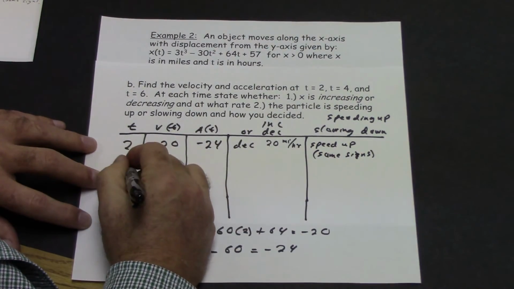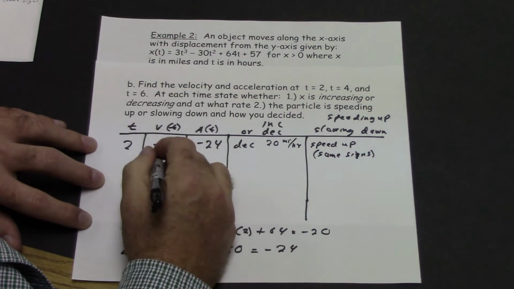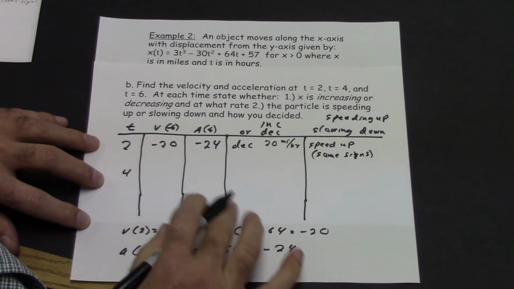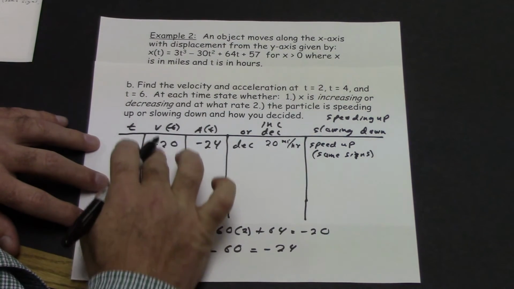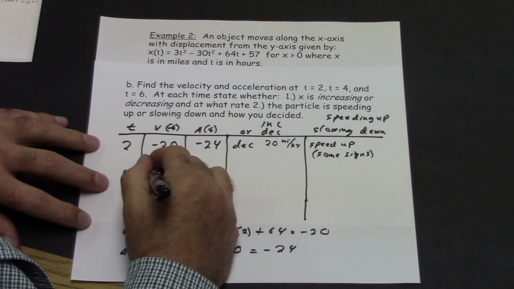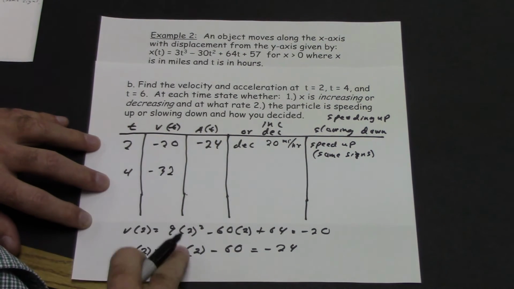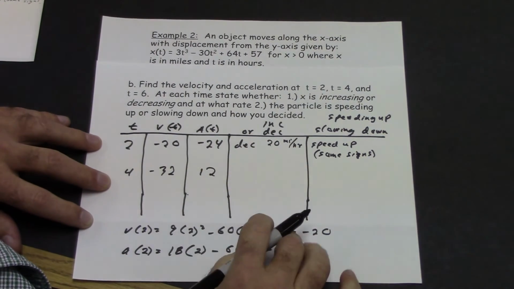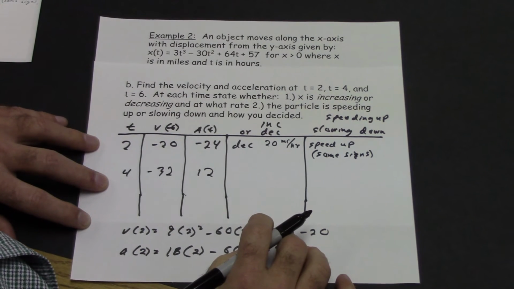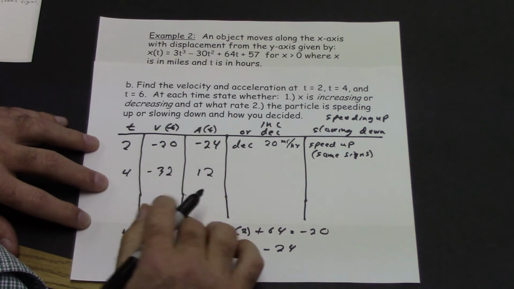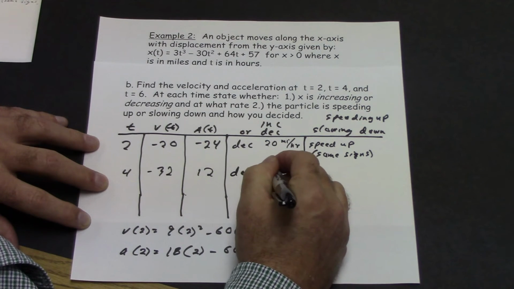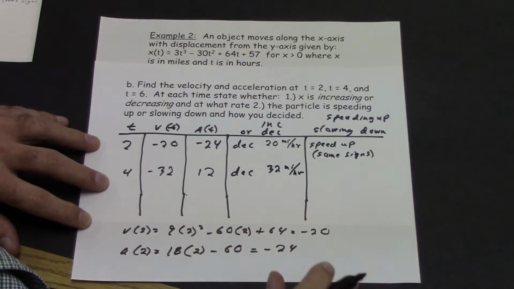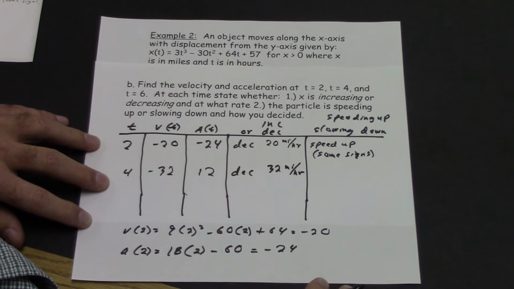Okay, let's do the same thing with 4 hours. So let's take the 4, plug it into our velocity. Now to speed this along a little bit, I'm going to go ahead and write these values in. But once again, you're going to substitute 4 into your velocity function. That'll give us negative 32. Substituting 4 into the acceleration function gives us 12. Now, to decide whether the particle is increasing or decreasing, the velocity is negative, so once again, it's decreasing at 32 miles per hour.